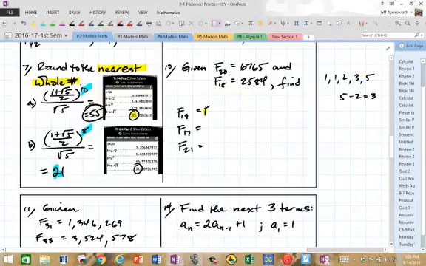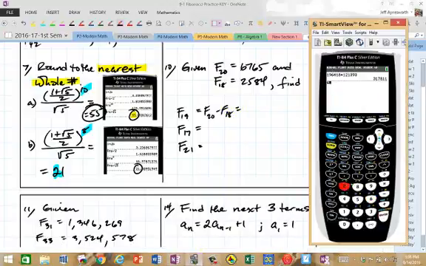So this is F20 minus F18. So I subtract those two. So I get 6,765 minus 2,584. I get 4,181.